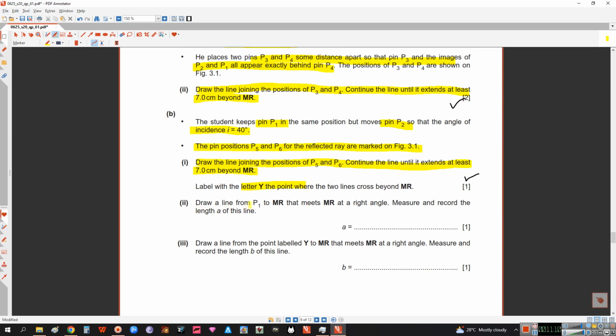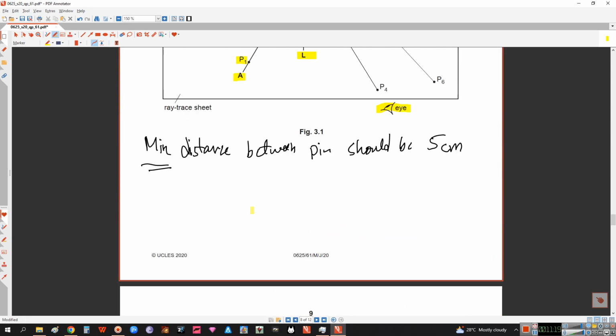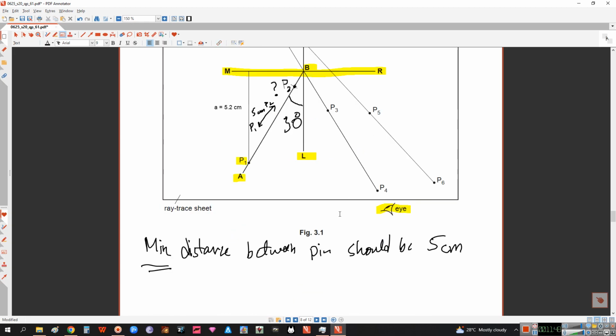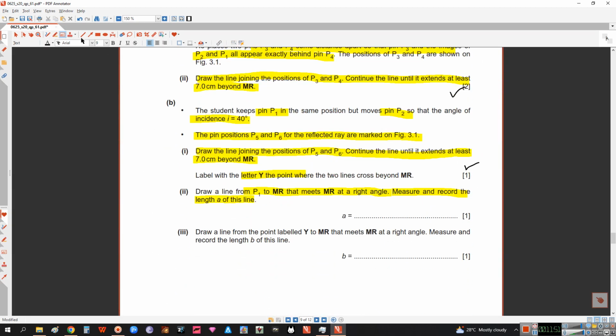Okay, draw a line from P1 to MR that meets MR at right angle. Measure and record the length A of this line, right? Okay, now what we're supposed to be doing is that we take a point, we take a perpendicular line from here to MR, and then measure the length of this. So in our case, A was actually equal to 52 millimeters, or I would say 5.2 centimeters, right? So that's the value of A in this case. Okay, another thing done. So over here the answer is 5.2 centimeters.